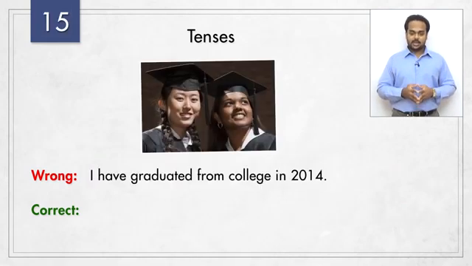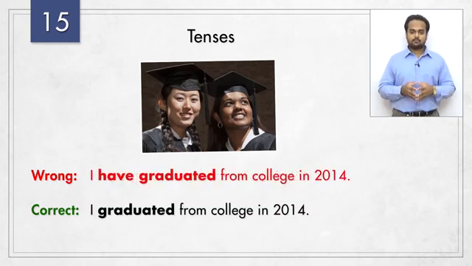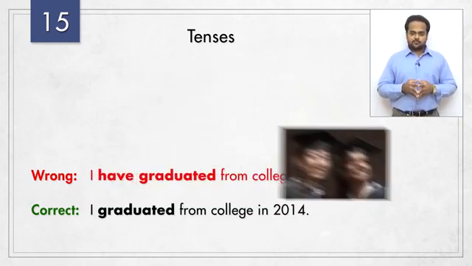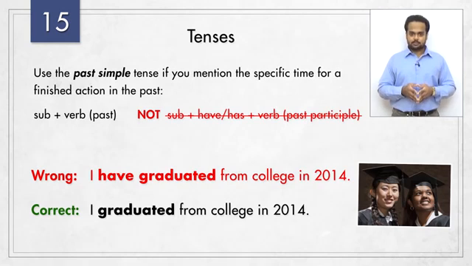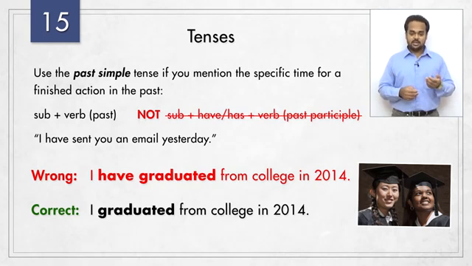Number 15. I have graduated from college in 2014. Common mistake. You should say, I graduated from college in 2014. If you mention the time when something happened, like in 2014, you should use the past simple tense and not the present perfect. I've also heard people say, I have sent you an email yesterday. You're saying yesterday, so you should say, I sent you an email yesterday. Or you can just say, I have sent you an email, and I will understand that you sent it recently.